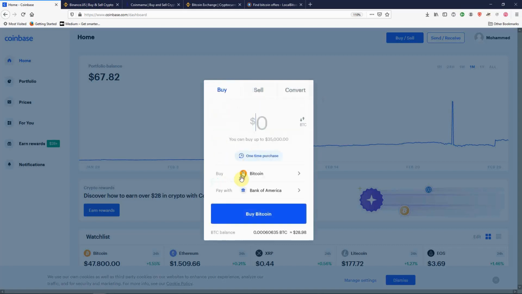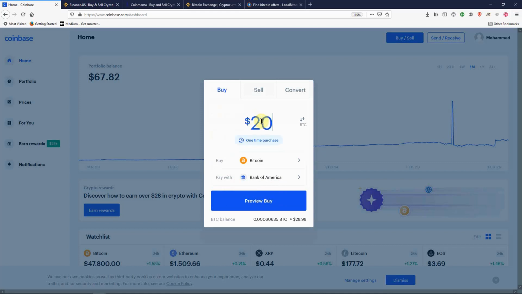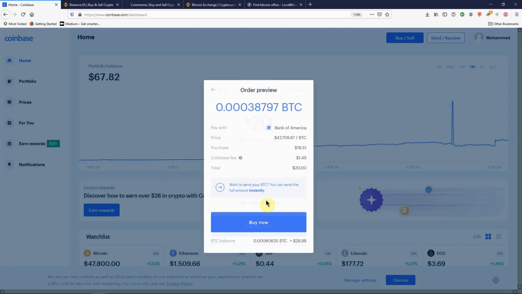I'm going to select Bitcoin and specify the amount of Bitcoin that I want to buy. Also, just FYI, there's a fee associated with your purchase. If you're using a debit card or credit card to make a purchase, there's a higher fee associated with that. But if you have your bank account linked to Coinbase or any of these exchanges, you pay a lesser fee using your bank account. If you're using a debit card or credit card, you pay a higher fee.